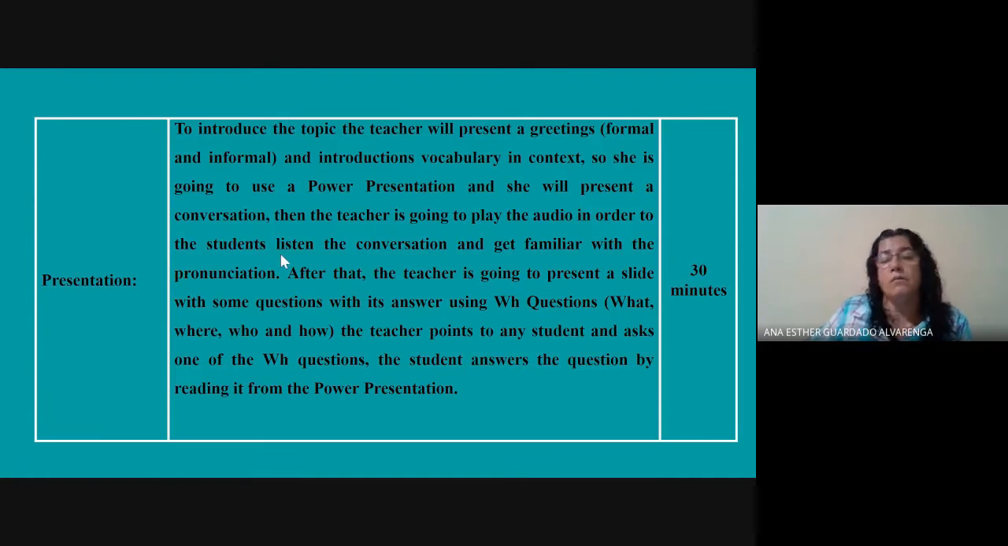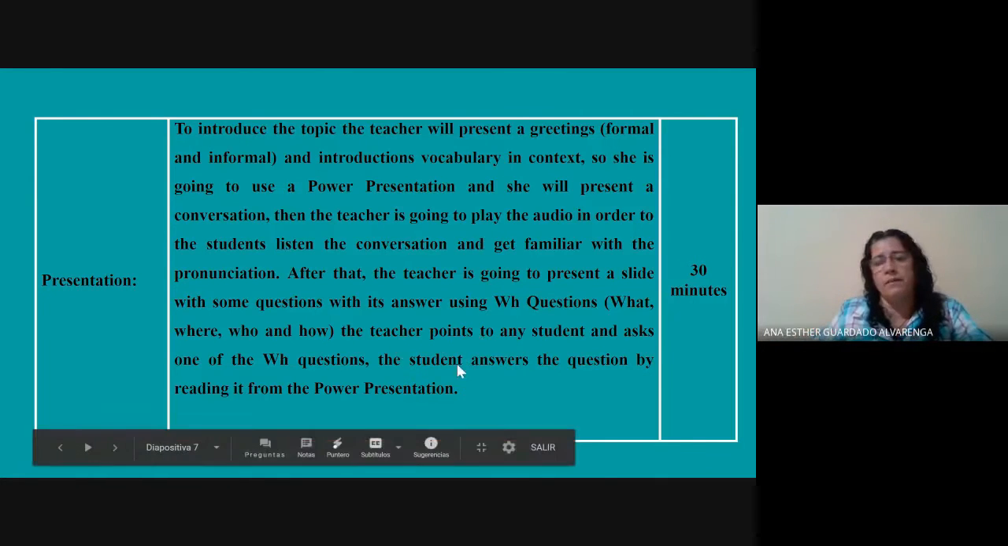She is going to show a conversation, and she's going to play an audio, in order for the students to get familiar with the vocabulary that we are going to use during the class, and also get familiar with the pronunciation. And in the PowerPoint presentation, the teacher is going to show some questions with what, where, who, and how, and also their answers.